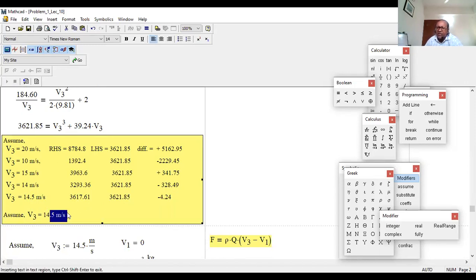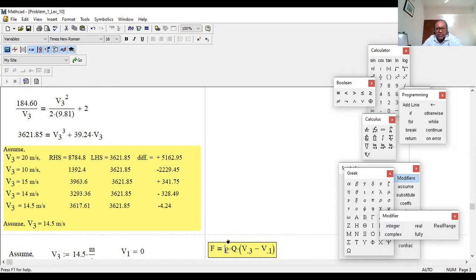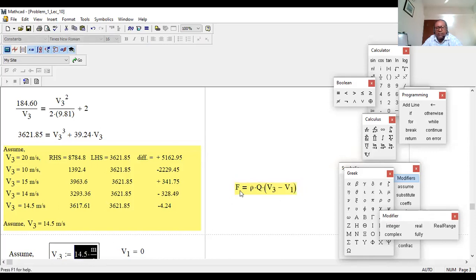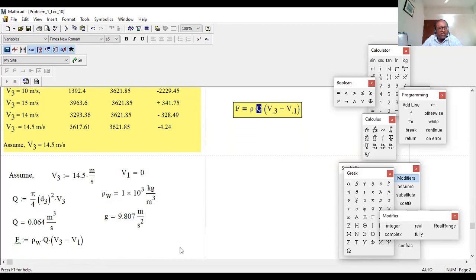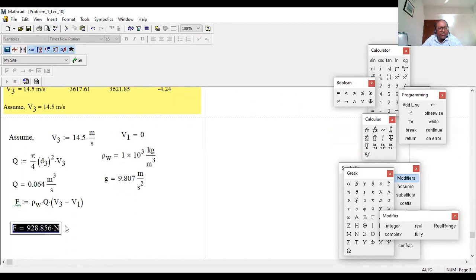This is the application of numerical analysis. Now, what do I need to figure out? I need to figure out the force. So what is my force formula? This one. This is the formula. Rho Q (V3 minus V1). V1 is 0, V3 is 14.5. What is the Q? A3 into V3. So you figure out the Q: pi by 4 D square into V, area into V, you get the Q. So this is my Q. Then you put everything over here, you get the force.